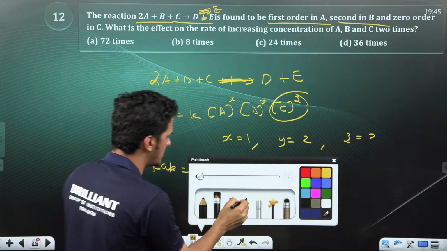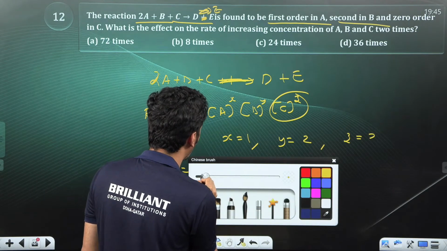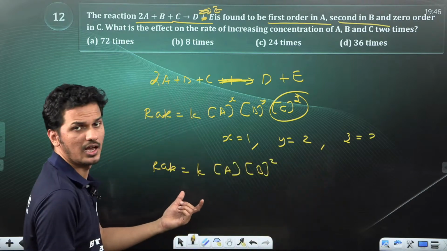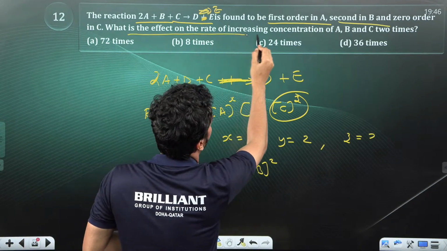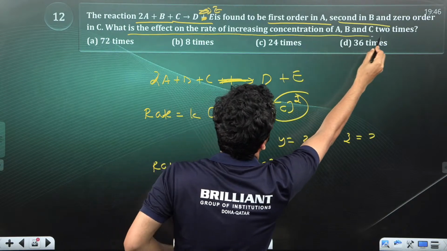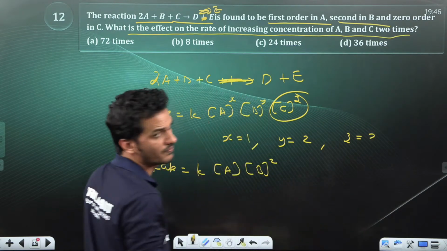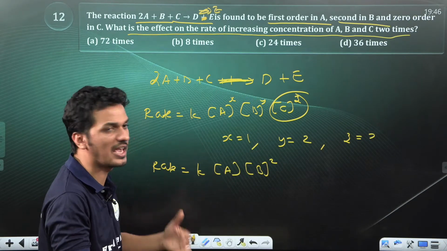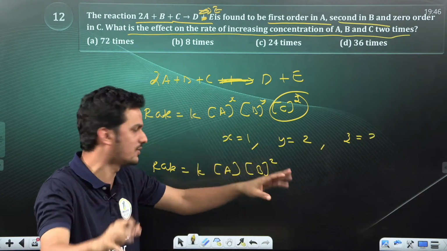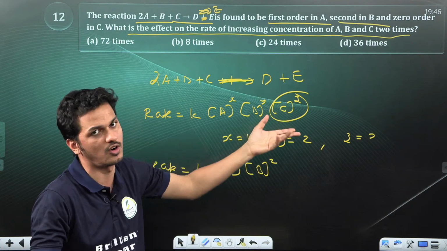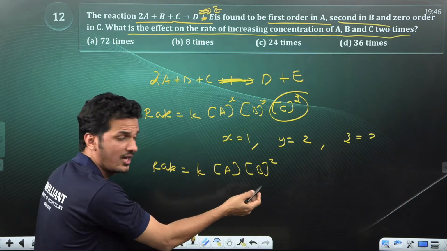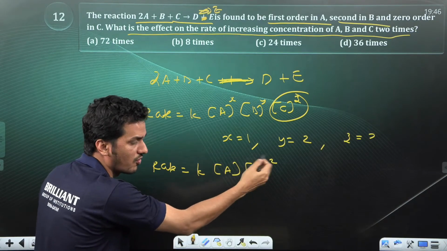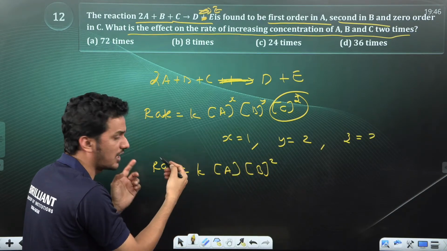Then what can I do, guys? What's the question? What is the effect on the rate of increasing the concentration of A, B, C 2 times? If you increase or decrease the concentration of C, nothing will happen because C raised to 0 only comes. No change. So you are doubling the concentration of A and doubling the concentration of B. What will happen to the rate?